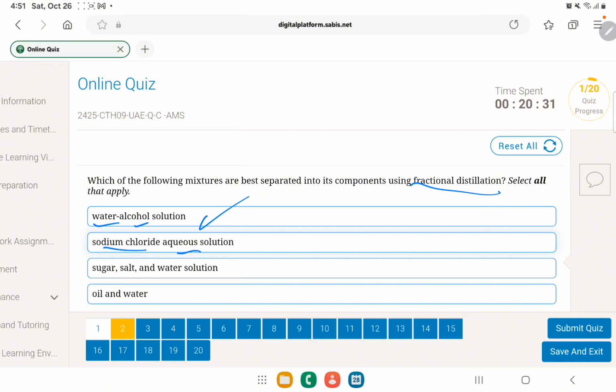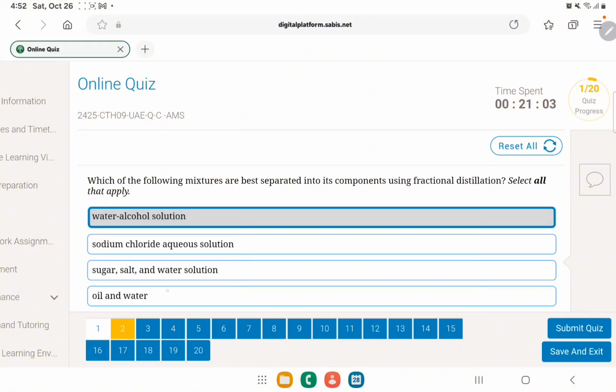Sodium chloride aqueous solution, that's wrong, because we can separate it using simple distillation, okay? Because it's solid and liquid. And then here sugar, no, once you see a solid, it's wrong because 2 or more liquids. And then oil and water, as we just said, fractional distillation is used to separate 2 or more mixable liquids. Oil and water aren't mixable, so that's wrong. And I know it says select all that apply, but you can only select one answer.